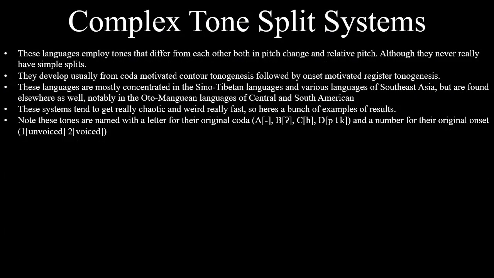Now, I mentioned earlier how some languages simultaneously have both tone contours and tone registers. This mainly happens through what is called a tone split. Essentially, first, a language will develop a debuccalization-based tone contour system, followed by an onset voicing-based register distinction. Notably, the inverse also does occur sometimes, where registers develop first, followed by contours, but this is less common.